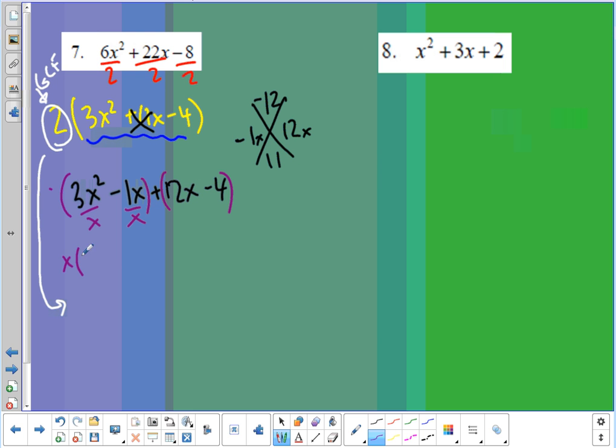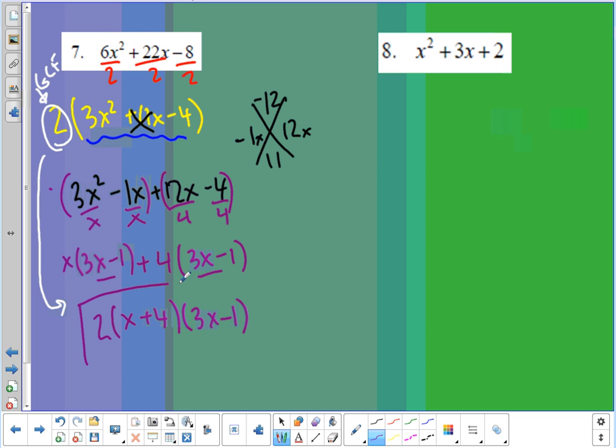I have x out front, 3x minus 1 behind. Divide by 4. So 4 out front, 3x minus 1 behind. Insides match. x plus 4 and 3x minus 1. Now, this is where this little arrow comes into play because I need to remember that I had an original GCF of 2 out front. I have to put that back on. So that is my factored form.